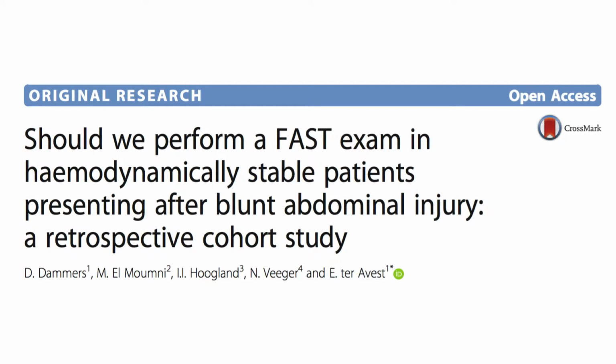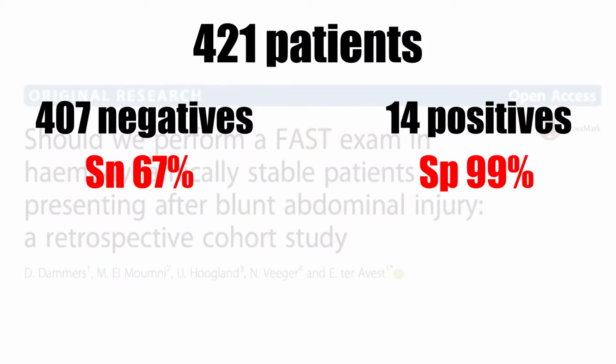This second study was a retrospective cohort study from the Netherlands, where they reviewed the potential for risk stratifying hemodynamically stable patients with blunt trauma based on the use of their FAST scan. They'd scanned just over 400 patients in this study, with a total specificity of 99% or 14 positives, and again a below average sensitivity of 67%.